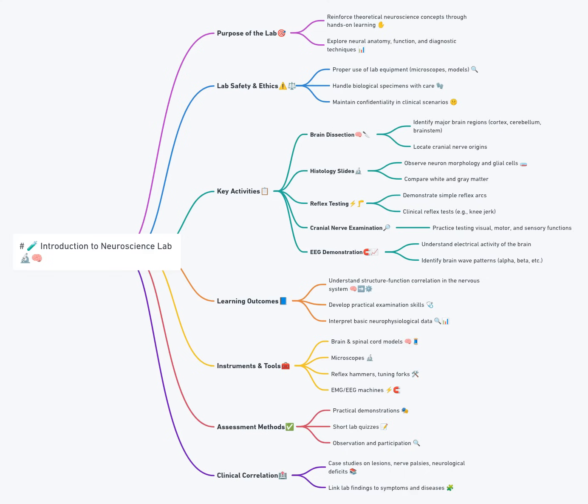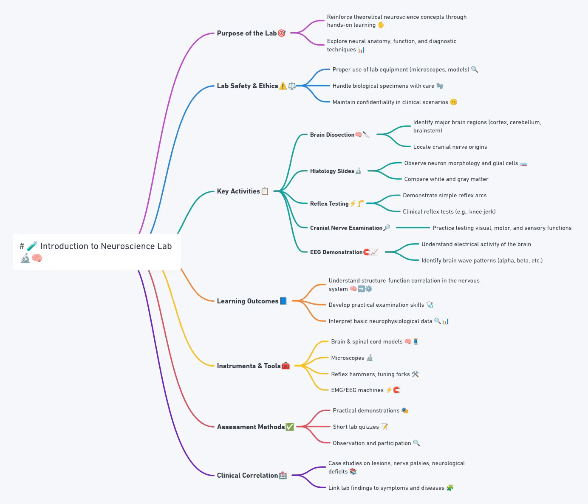Welcome to your first Neuroscience Laboratory session. This marks the beginning of a practical journey into understanding the structure and function of the human nervous system. The laboratory is not just a place to observe but a space to interact with real specimens, develop hands-on skills, and integrate theoretical knowledge with visual and tactile experience.